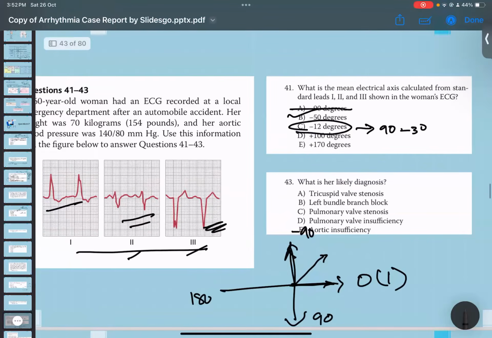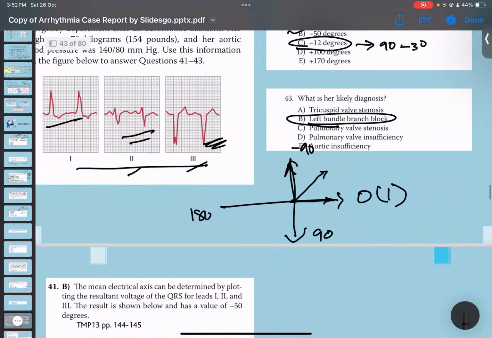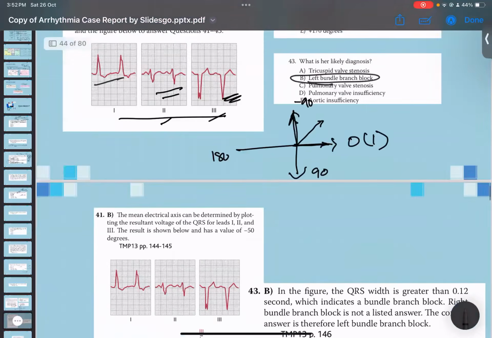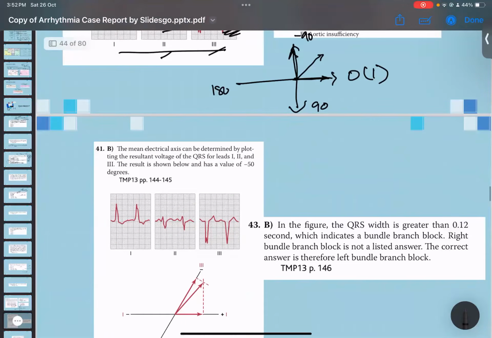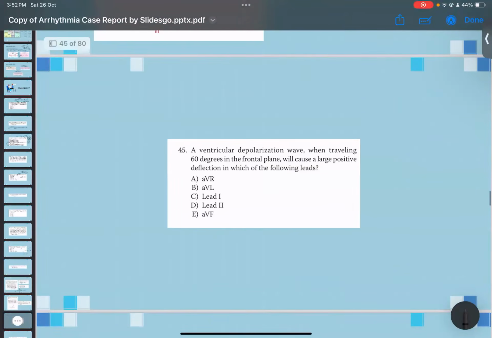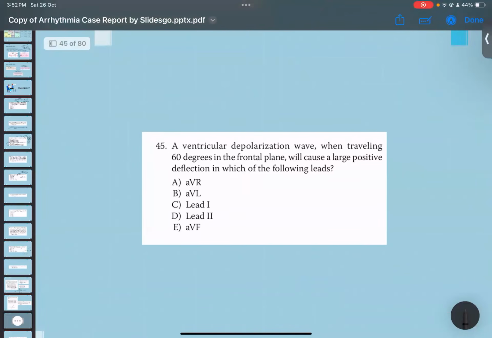Now, because this is left axis deviation, as you can see, clearly just memorize that left bundle branch block would be the answer. So yeah, the answer is B. Now, a ventricular depolarization wave when traveling 60 degrees in the frontal plane will cause a large positive deflection in which of the following leads?